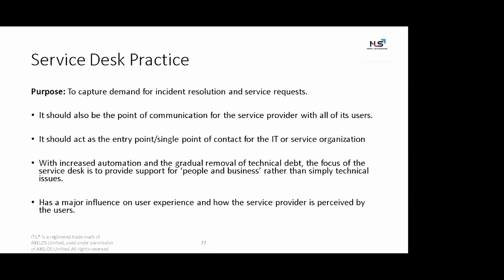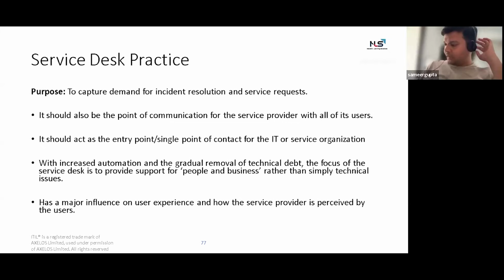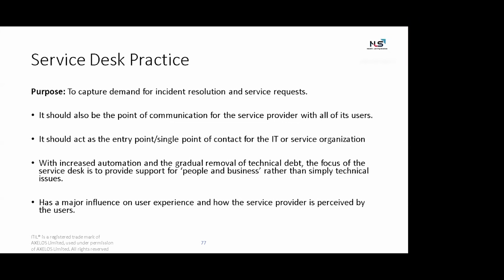Service desk. What is the difference between service desk and help desk? Any idea? Anything you want to add here? Hello, am I audible? Yes, no? So what is the difference between service desk and help desk?